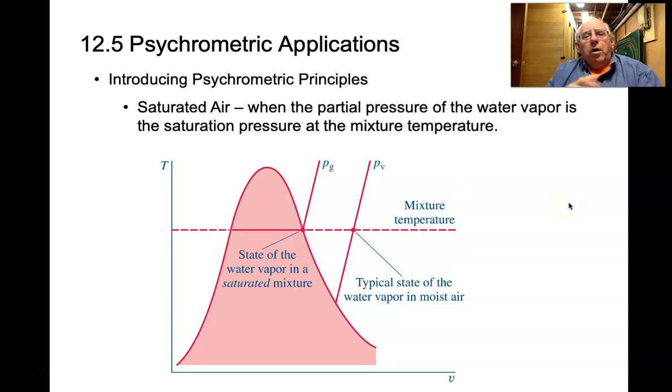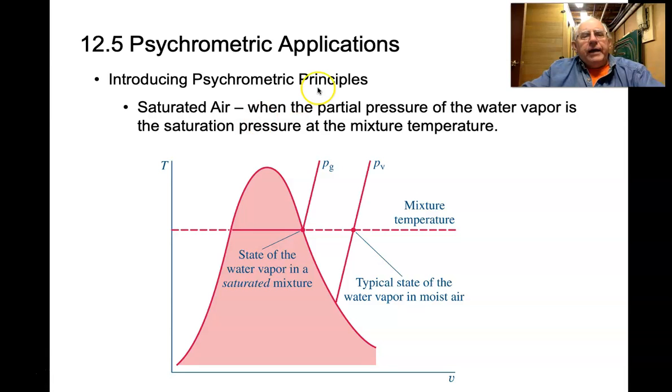So now we are interested in introducing what is referred to as psychrometric principles. And basically, psychrometric applications are those applications wherein we're dealing with moist air. The first term that we need to introduce is what is referred to as saturated air. Saturated air is when the partial pressure of the water vapor is actually the saturation pressure at the mixture temperature.